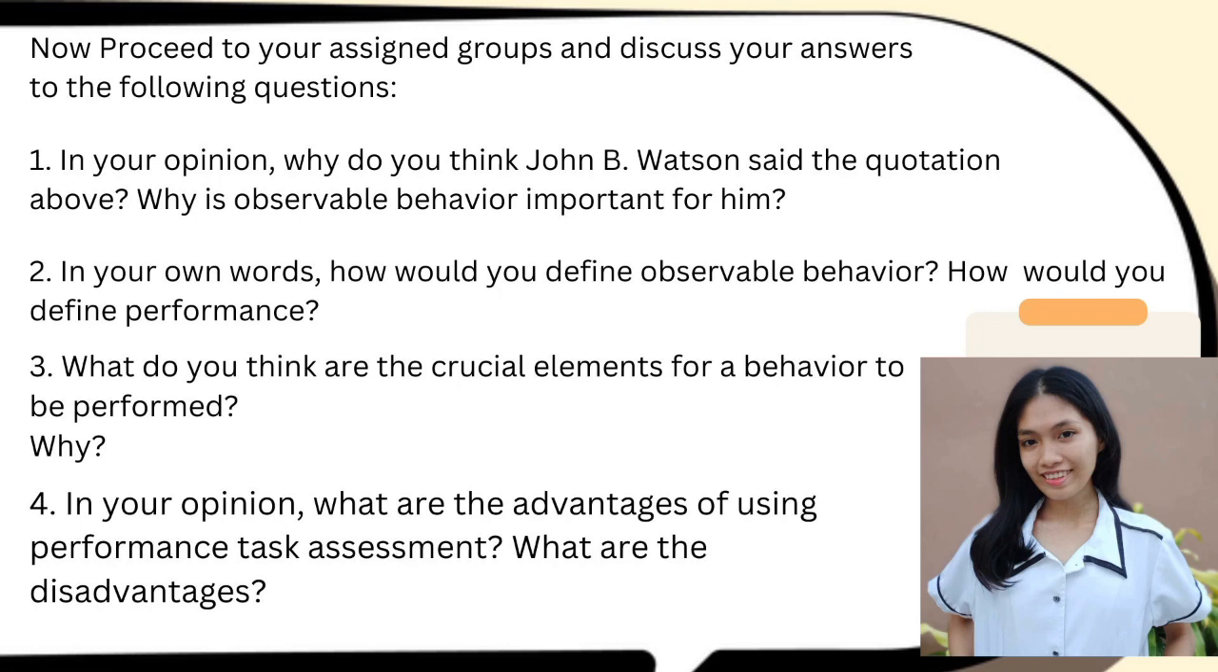Sa advantages, dito papasok yung authentic assessment, holistic evaluation, engagement, transferability, and then yung feedback. Sa disadvantages naman, papasok yung subjectivity, time-consuming, scoring, reliability, resource-intensive, at limited coverage.